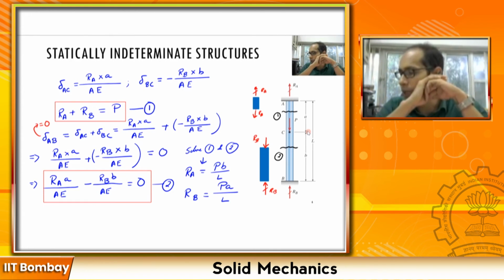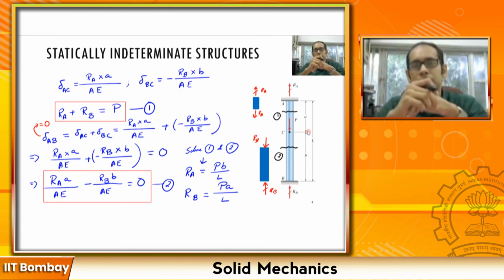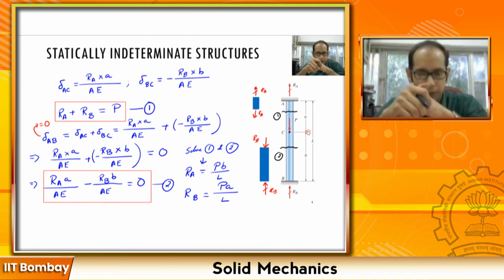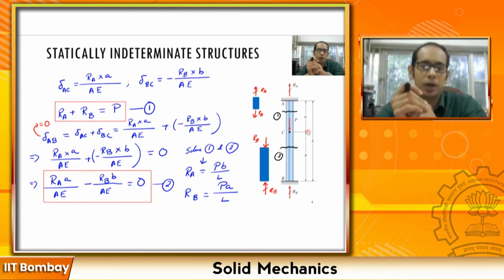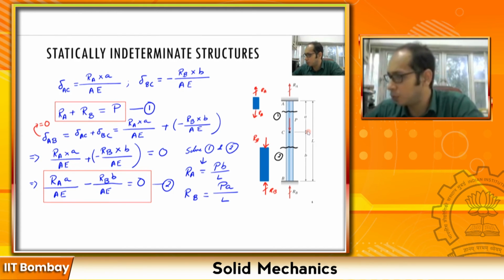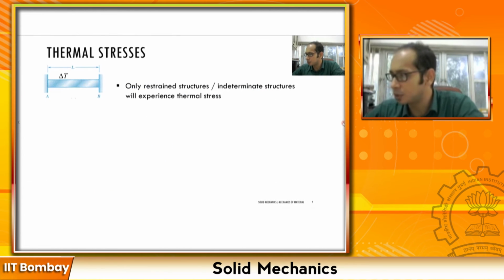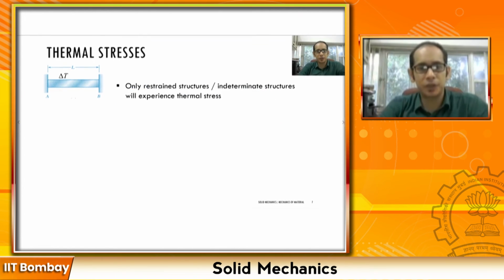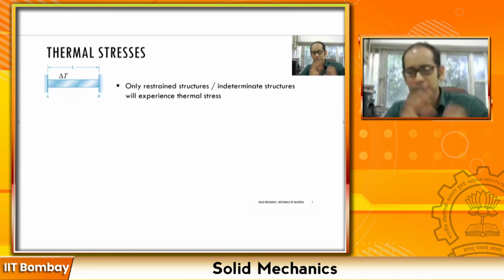Now that we have solved these indeterminate structures, another indeterminate structure which I am going to present to you comes from thermal stresses. So let's take a look at that and try to imagine how it acts, right? So here you have a case of a thermal stress where you have a bar. It's a very interesting problem.